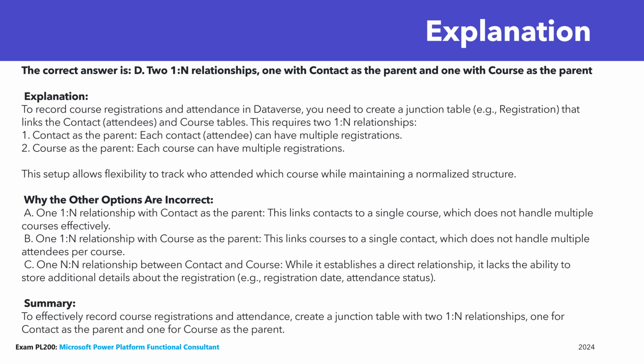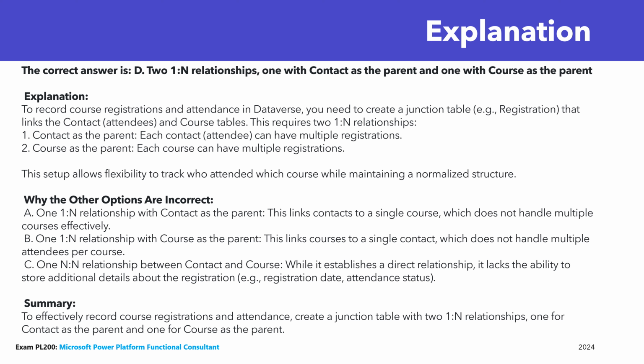The correct answer is D. Two 1-N relationships, one with contact as the parent and one with course as the parent. Explanation. To record course registrations and attendance in Dataverse, you need to create a junction table, e.g. registration, that links the contact, attendees, and course tables. This requires two 1-N relationships.